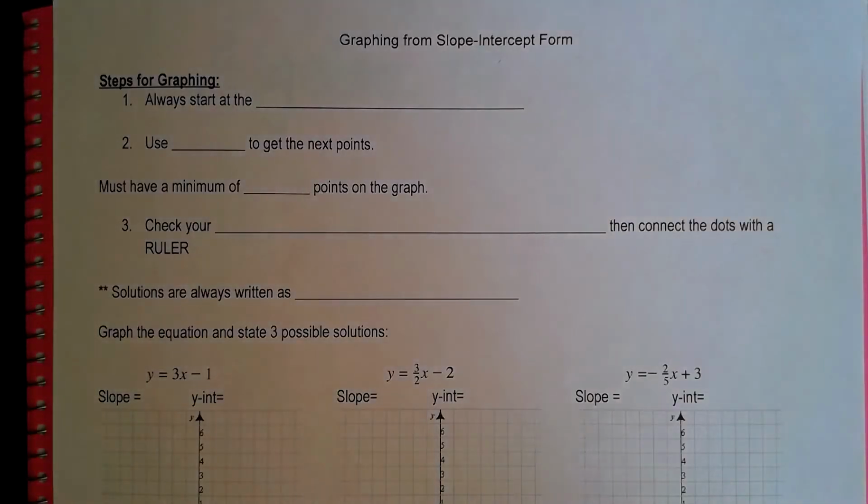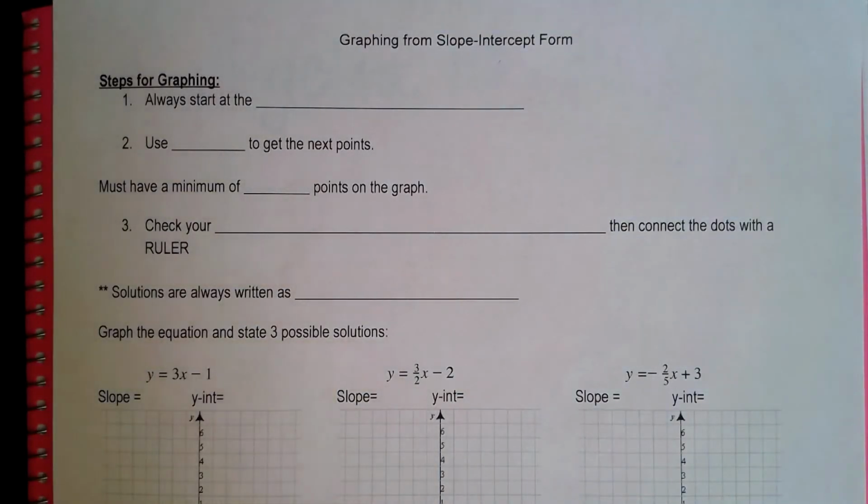Hello and welcome back. Today we are going to be talking about graphing from slope-intercept form. Previously we had talked about how to write the equation of slope-intercept form from a graph. So today we're just going backwards. We're given the equation and now we have to graph the line.